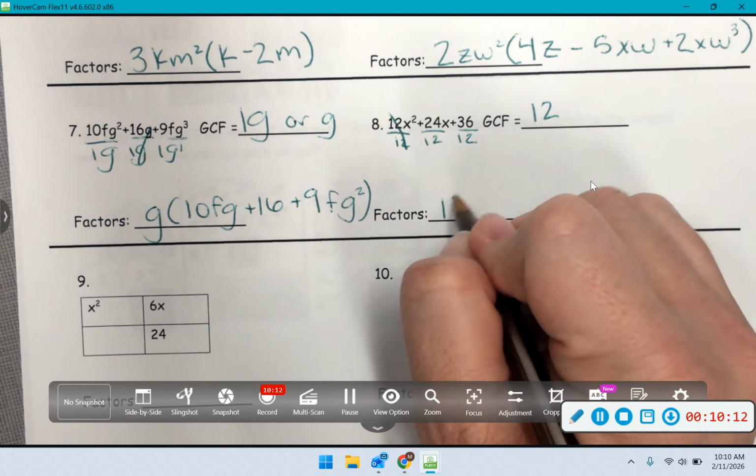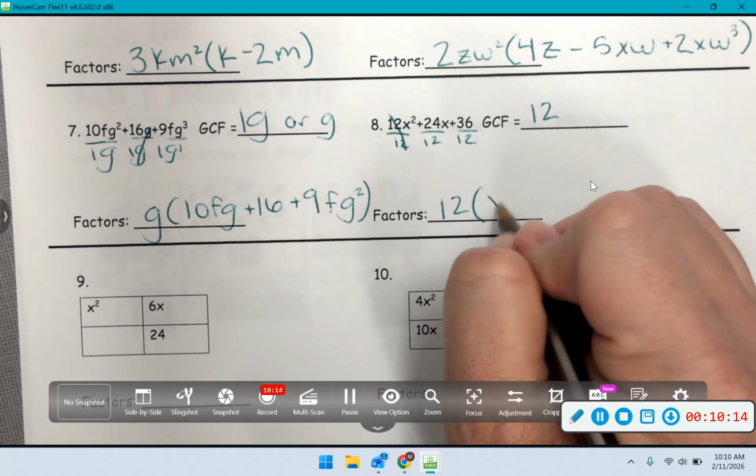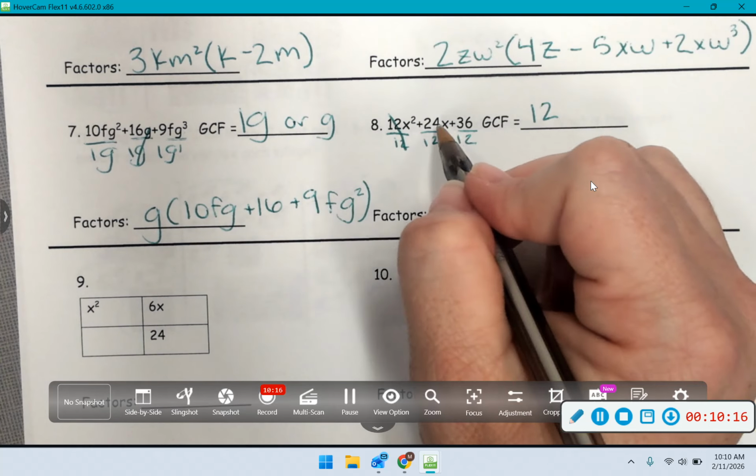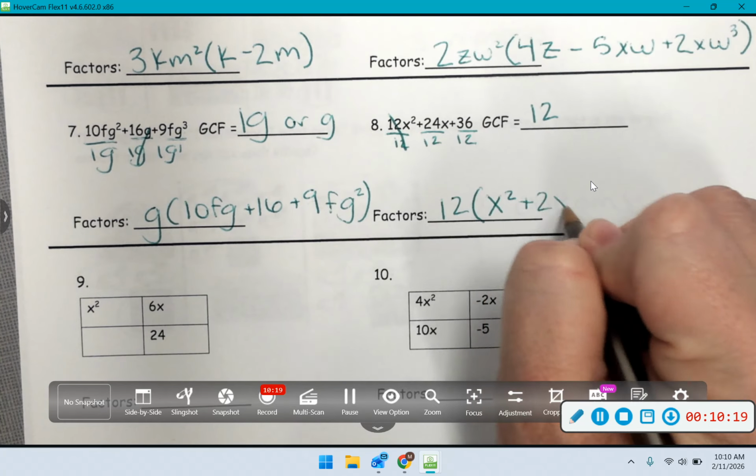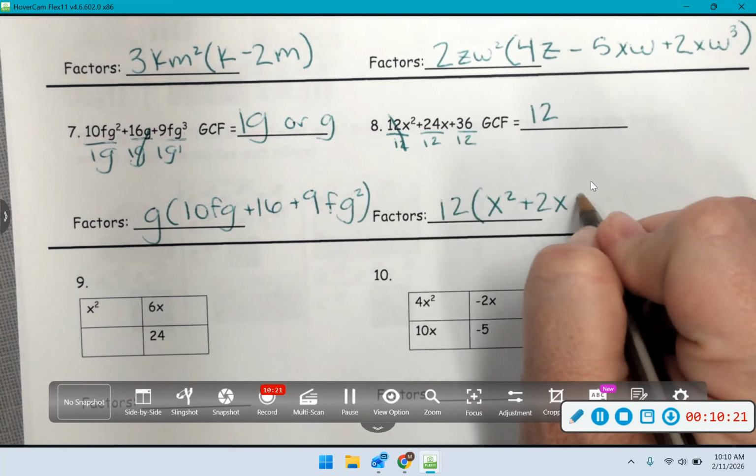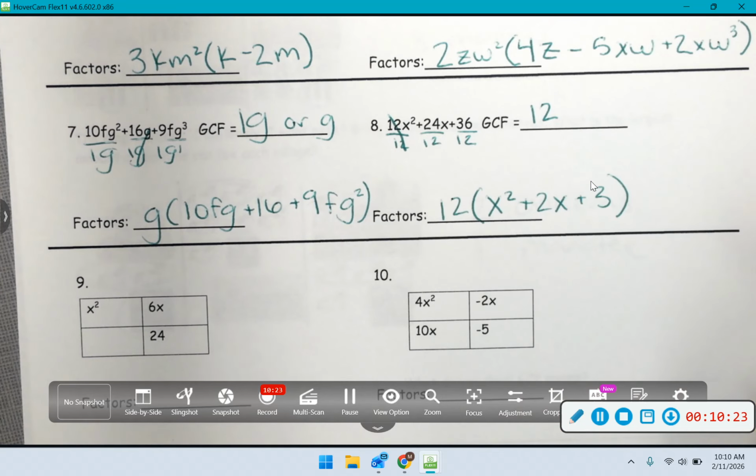So put my GCF first. That leaves me with just x squared or 1x squared. 24x divided by 12 is 2x. 36 divided by 12 is 3. And there's my answer.